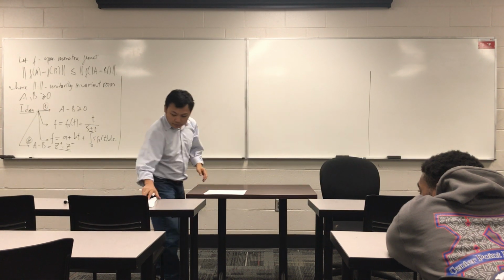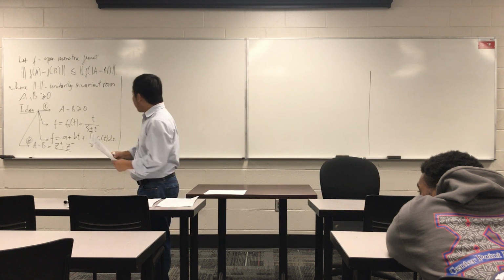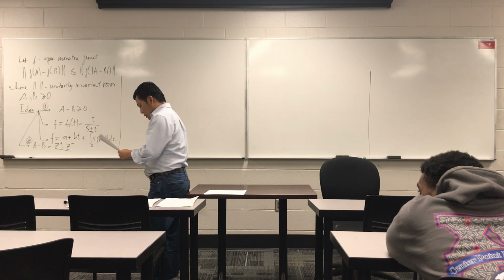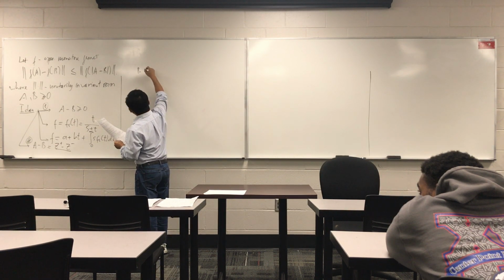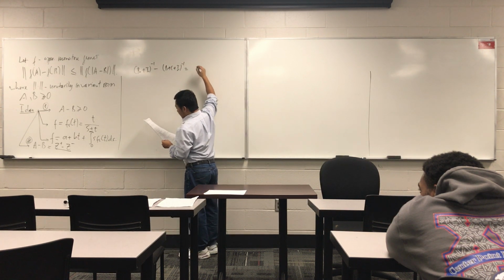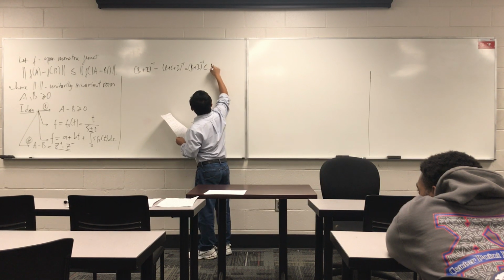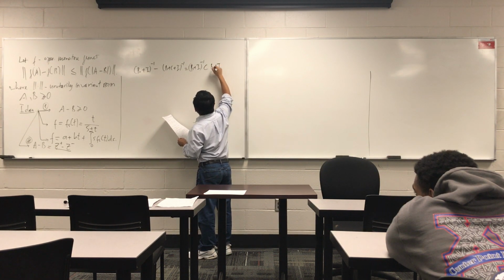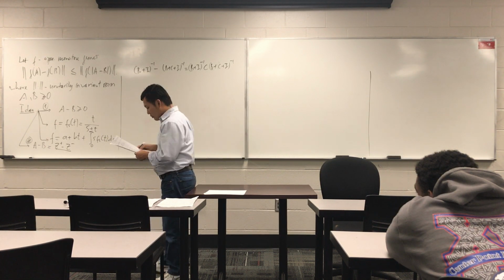So let me go back to the case of a minus b greater than or equal to 0. We use the following identity: (b plus 1) to negative 1 minus (b plus c plus 1) to negative 1 equals (b plus 1) to negative 1 times c times (b plus c plus 1) to negative 1. That is the Hilbert identity.